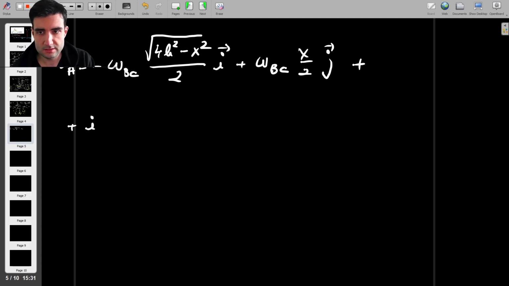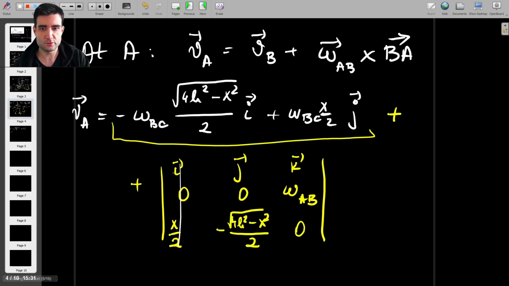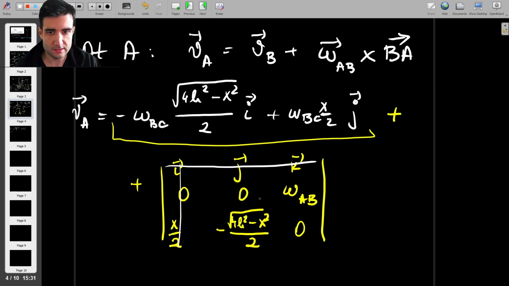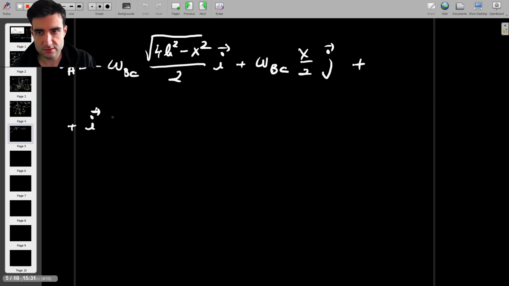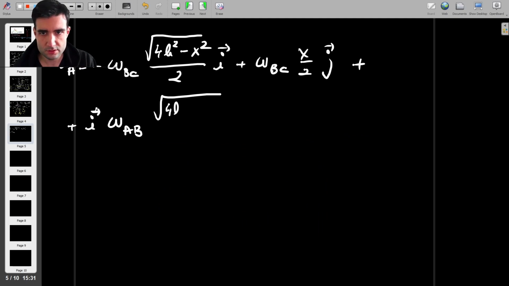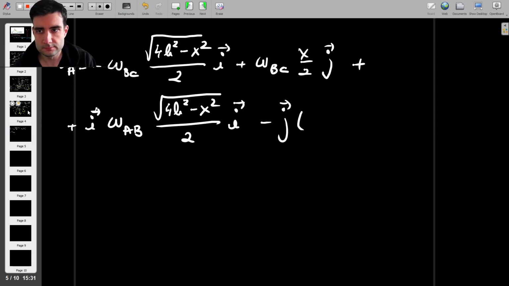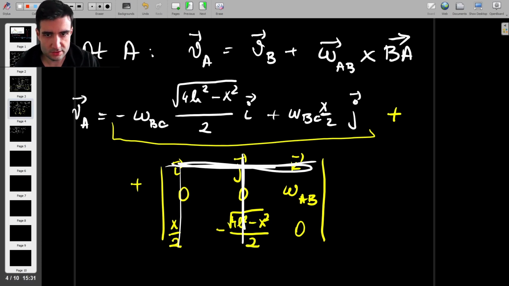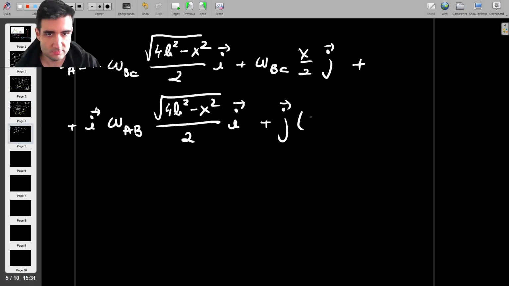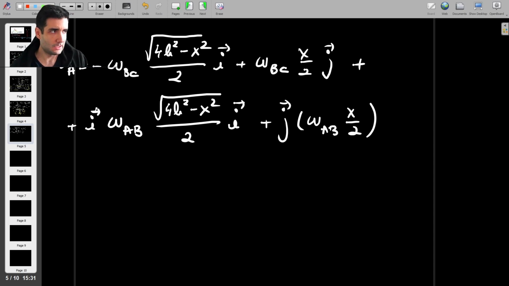Plus, right, and then let's try to deal with this determinant as well. So first of all, we have i multiplied by 0 minus that, so it's going to be omega AB times the square root of 4b squared minus x squared over 2 times i, and then minus j times. So we cross out the j and we have 0 minus omega AB x over 2. So it's going to be omega AB x over 2. So that is it in terms of the velocity of A.